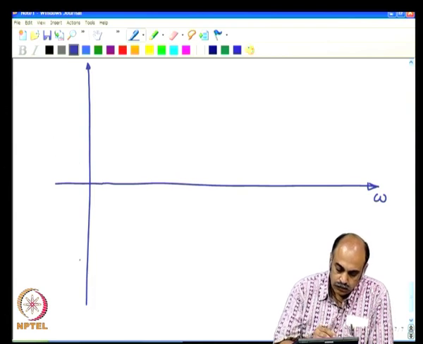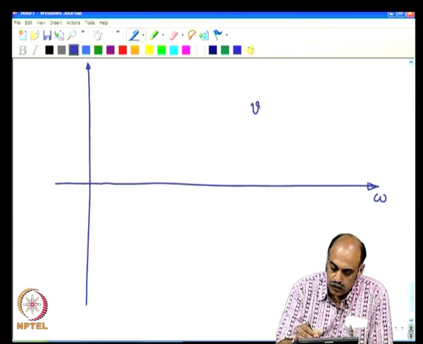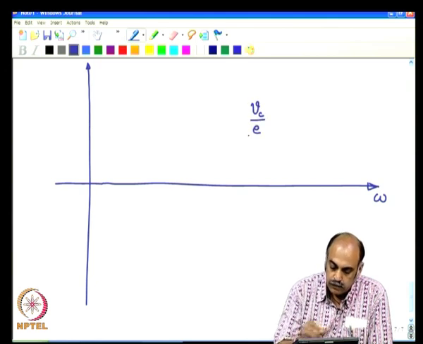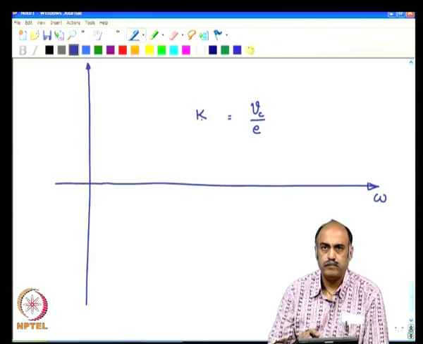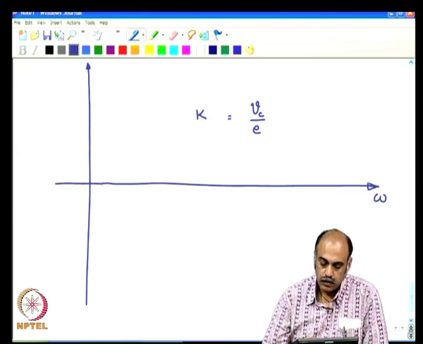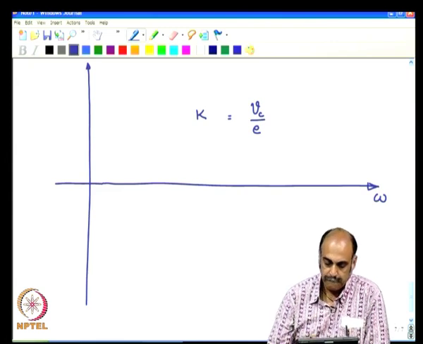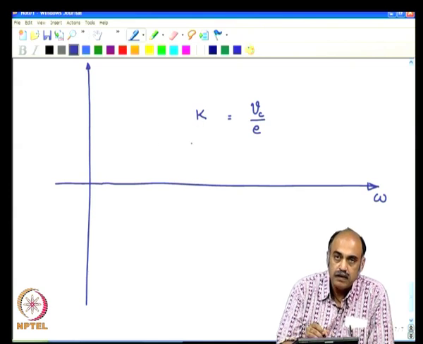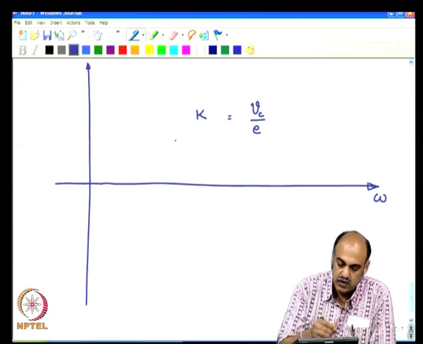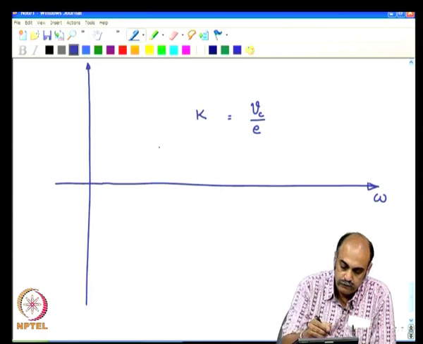Now, let me write here Vc by E. Now, this is the gain k. Okay. Now, let us say this gain k, we are going to replace it. This symbol we will replace, because k is normally represented for a constant.